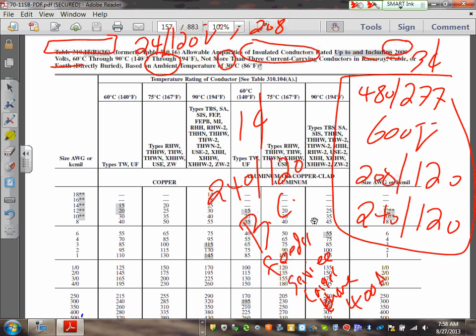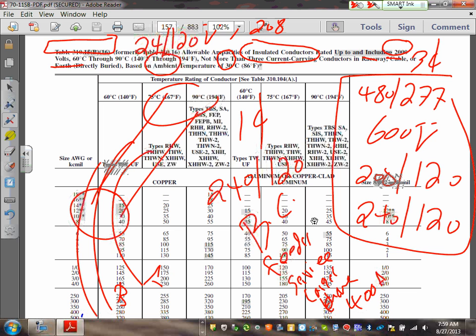If your ambient temperature is other than 30, then you have to derate. If you have more conductors than three carrying conductors in a conduit, here's my conduit, 1, 2, 3, here's phase A, phase B, phase C, more than three, what do you need to do? Derate. If your ambient temperature equals 100 degrees Fahrenheit, well, Celsius, when they say 30 degrees Celsius, Fahrenheit is 86. See, if it was 100 degrees Fahrenheit, can you use this table? Yes. What do you need to do? Derate.